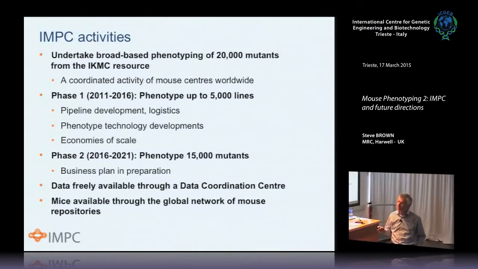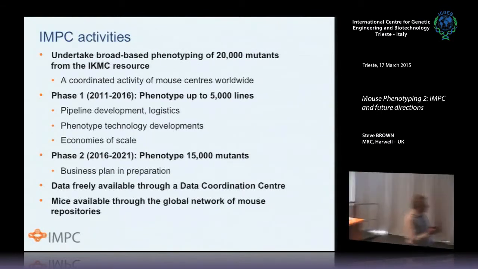Phase 1, which we're currently coming towards the end of, was to phenotype up to 5,000 mutant lines in the mouse. And this was seen very much as a development phase where we looked at the phenotyping pipeline, which I'll come on to, to look at logistics of how to produce and phenotype the mice, to develop new phenotype technologies, and also to look at the economies of scale that we could generate by doing such a big project.